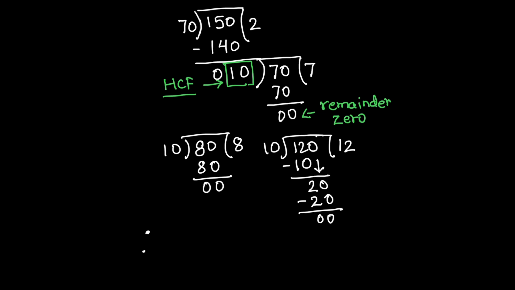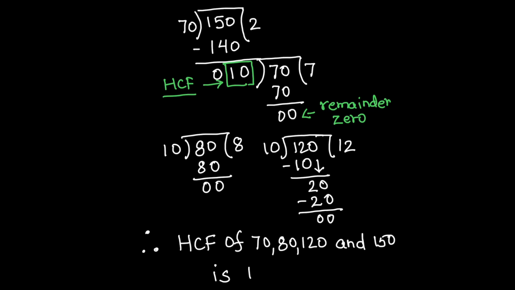Therefore, HCF of four numbers 70, 80, 120 and 150 is 10. So this is how we find the HCF of numbers using long division method.